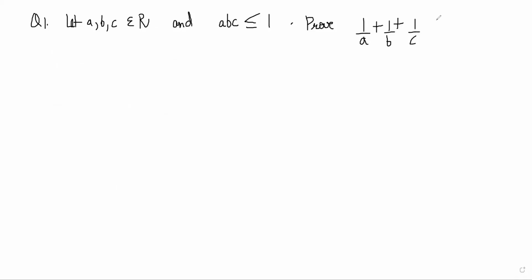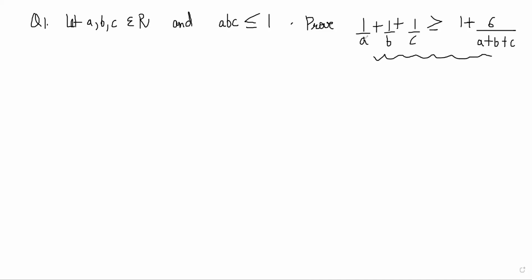Let a, b, c belong to real numbers. Excuse me. And the product of abc is less than equal to 1. We have to prove that 1 by a plus 1 by b plus 1 by c is greater than equal to 1 plus 6 by a plus b plus c. Correct. So this is what we have to prove.